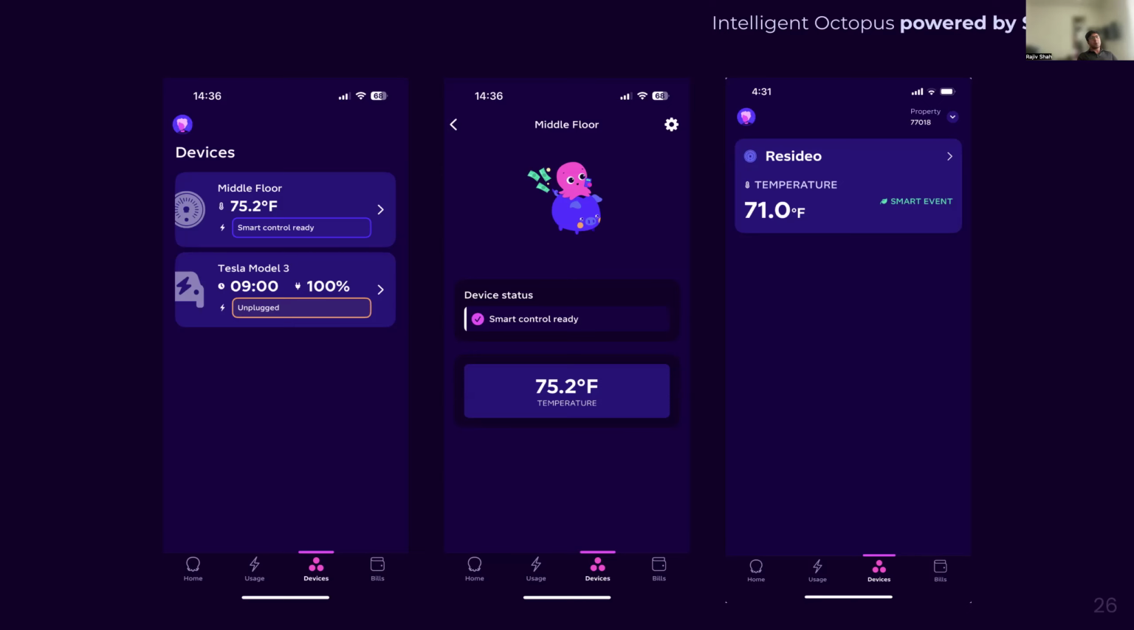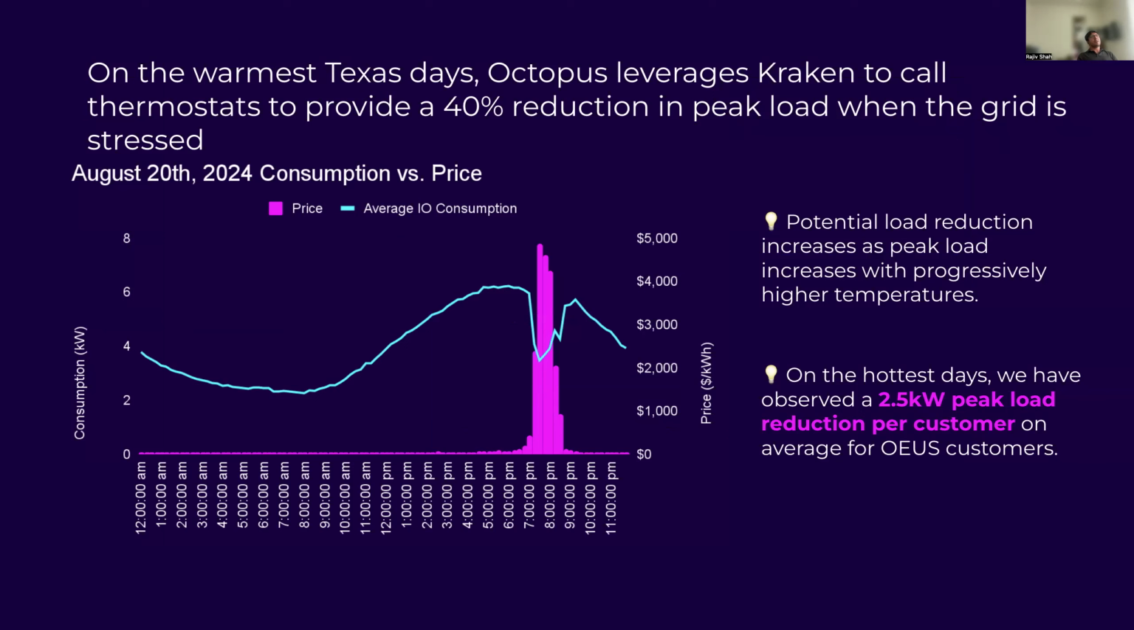Again, one thing I'll point out is that we're letting them know if we're modulating their thermostat, controlling it by including that smart event feature there. And so on the warmest Texas days, we've been able to leverage Kraken to provide a 40% reduction in our customers' peak load when the grid is stressed for these enrolled thermostat customers. That load reduction increases as peak load increases, and on a per customer basis, that amounts to about 2.5 kilowatts of peak load flexibility on average.